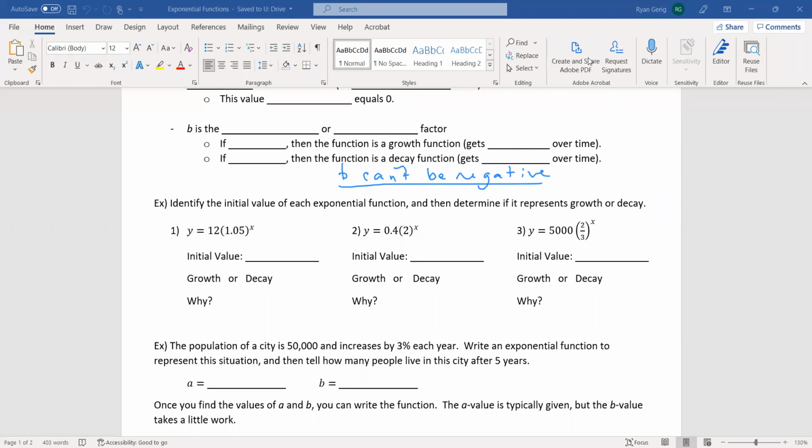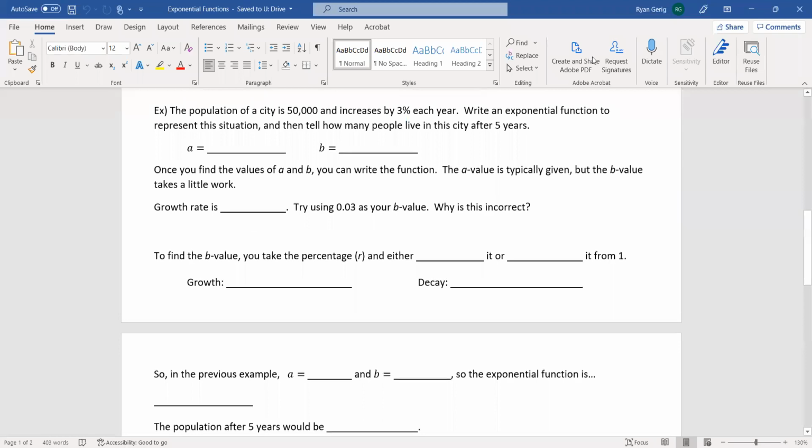All right, let's go on to the word problem. The population of a city is 50,000 and it increases by 3% each year. Write an exponential function to represent this situation and then tell how many people live in this city after 5 years. All right, so I have A equals and B equals. Before I talk about that, I want you to see this part right here.